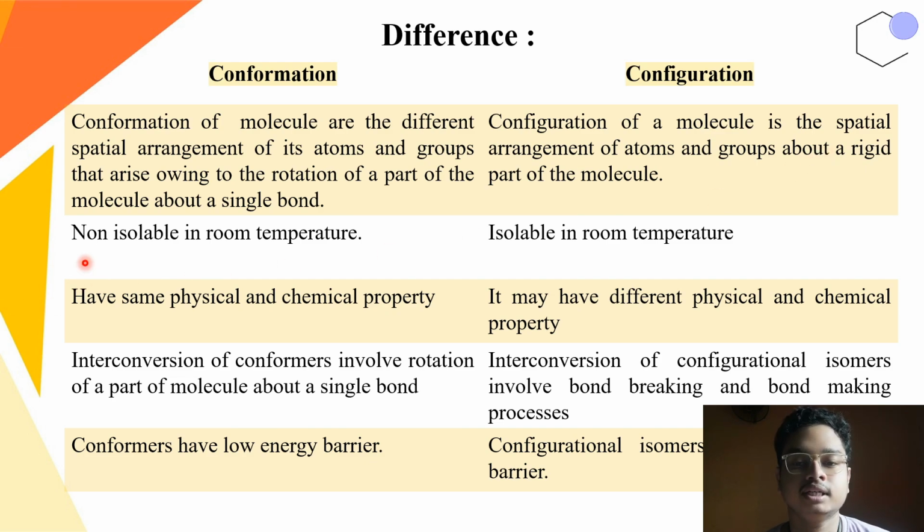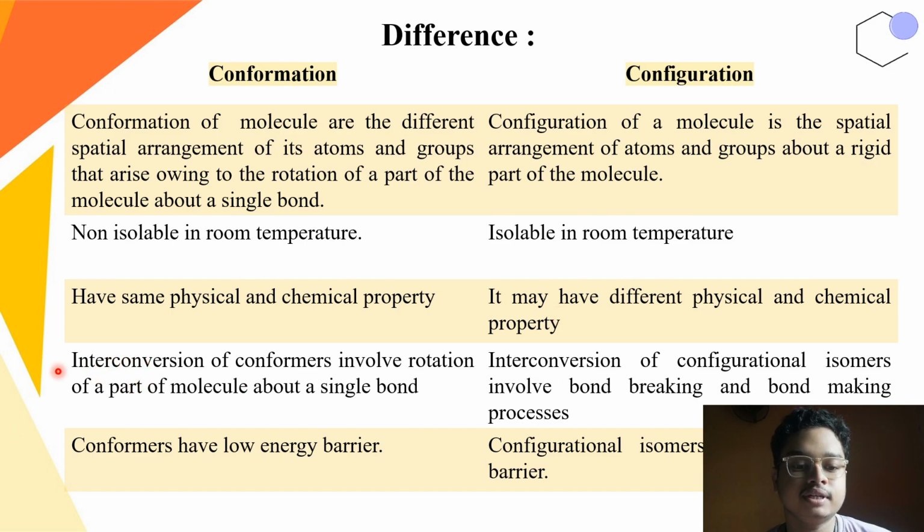Okay, and obviously since the energy gap between two conformers is very small, they are not isolable at room temperature, whereas in configuration, since they are rigid, they are isolable at room temperature. In conformational isomers nothing actually changes, their absolute configuration is the same, there is just a simple carbon-carbon rotation, and that's why they have the same physical and chemical properties. However, in configurational isomers, enantiomers have the same physical and chemical properties, but diastereomers show different properties, though both are configurational isomers.